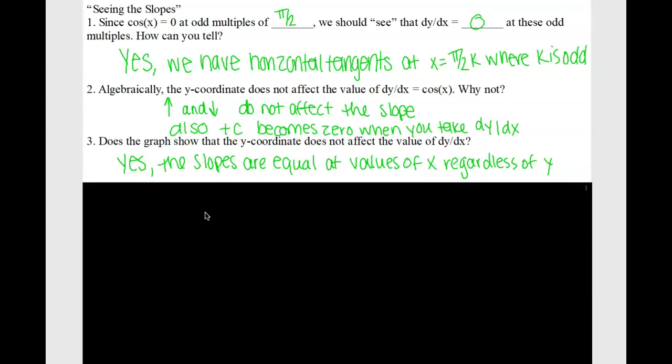So the slopes are equal at values of x regardless of y. So what it means is all the y's have the same slope for x. All the y's have the same slope for x.